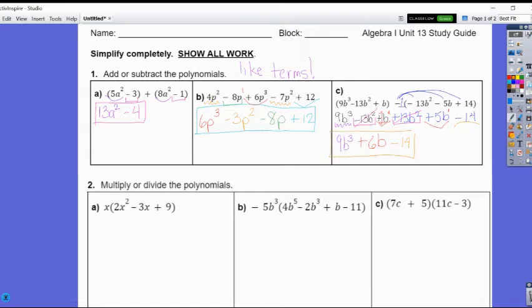That is adding and subtracting. It's all about focusing on only adding the like terms. Those variables have to match before you add, and then the variable has to match in the answer as well.